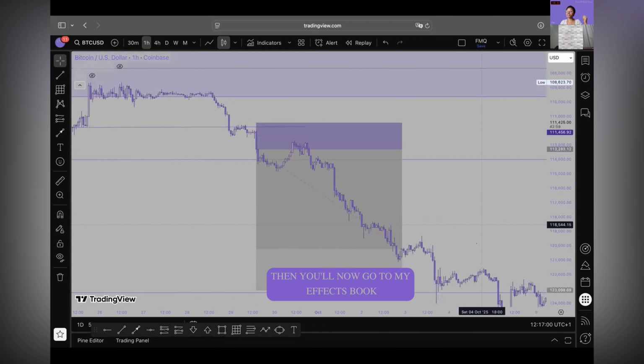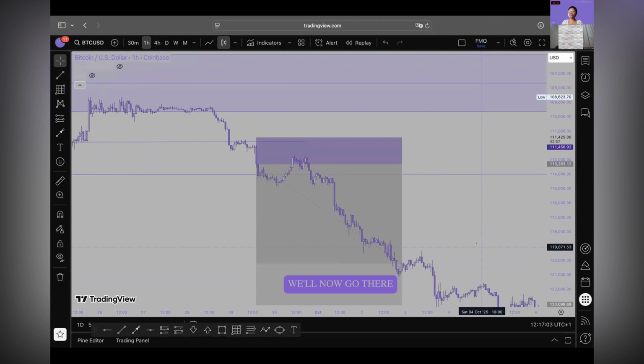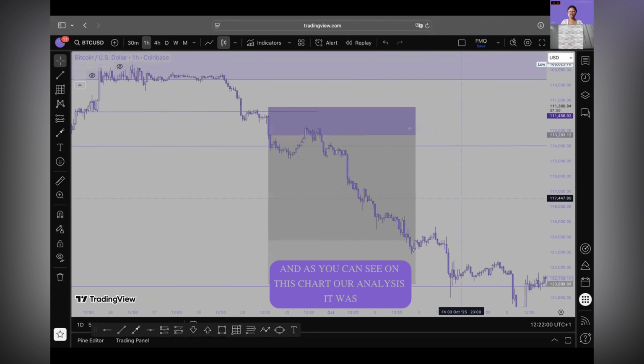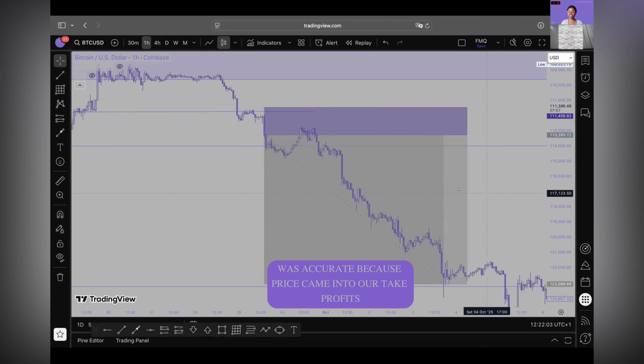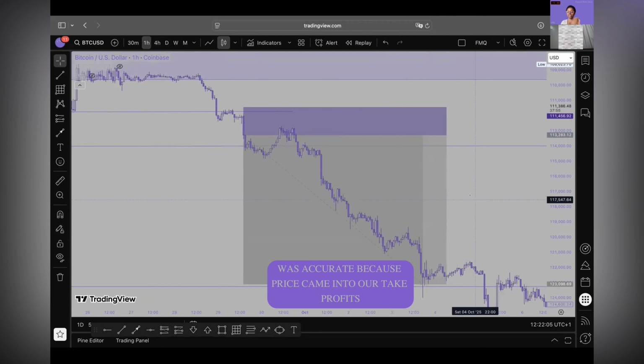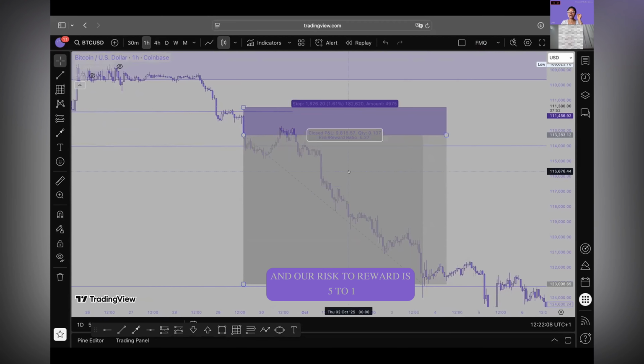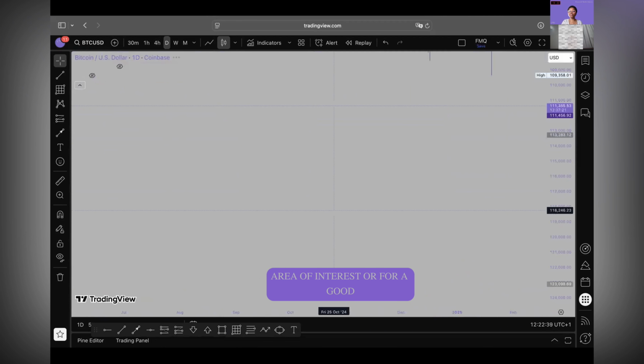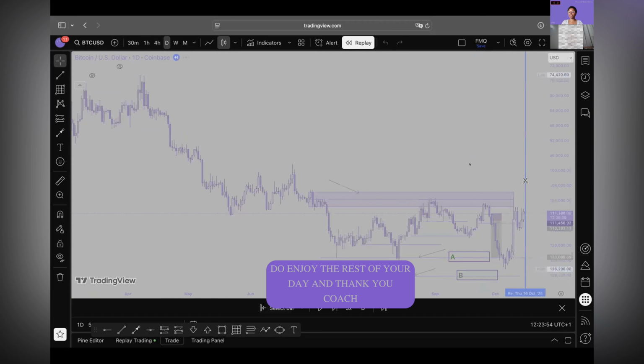Then you go to my FX book. Remember my FX book that we did. We'll go there, we'll input all this information that we've gotten, so that it will give us the lot size that we need to enter this trade. So we're going to go to our MetaTrader 5, execute it, and wait it out. And as you can see on this chart, our analysis was accurate, because price came into our take profits. And our risk to reward is 5-1. Do you see the reason why it's always very crucial to always aim for a good area of interest, or a good zone?